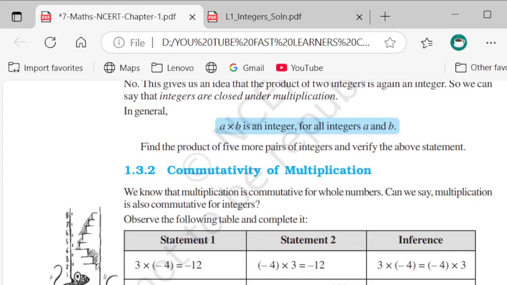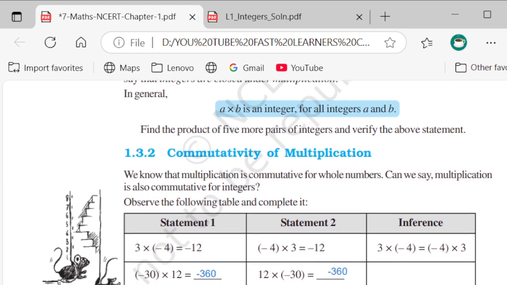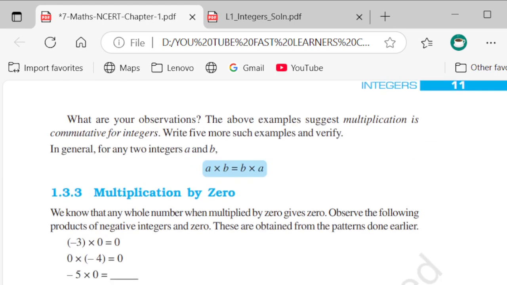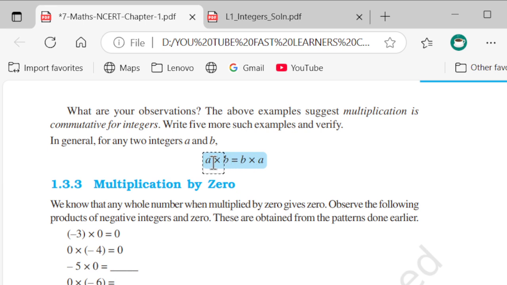Commutativity of multiplication. Minus 30 into 12, answer is minus 360. 12 multiplied by minus 30, 360. So it says that even if you change the order of the numbers, the answer is the same. So whether you do minus 35 into minus 12 or you do minus 12 into minus 35, the answer is going to be the same. And this is the property of commutativity. Next is, see, here it is given a multiplied by b equal to b multiplied by a.